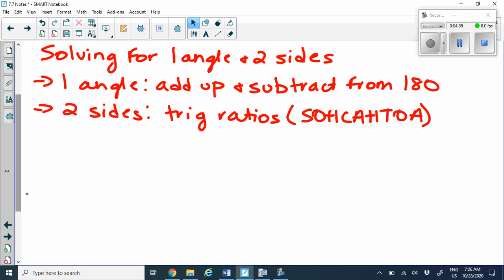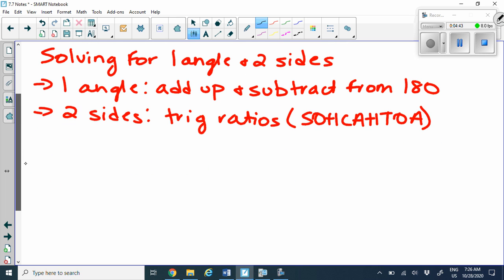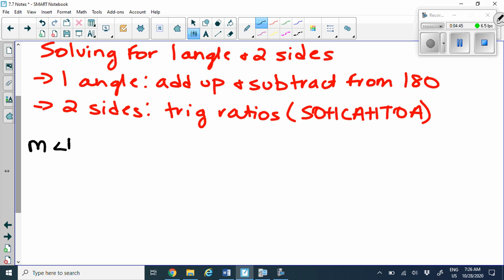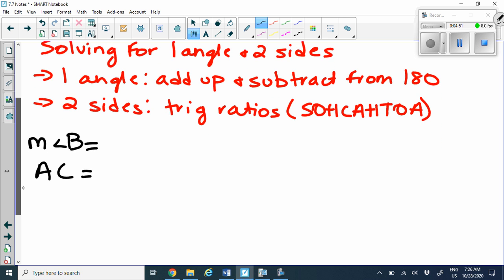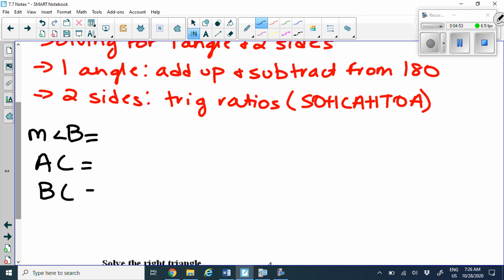Okay, I'm going to write that down so I know what I need to solve for. So we're finding the measure of angle B, and then we're going to find AC and BC. Okay, let's go ahead and do our work here.